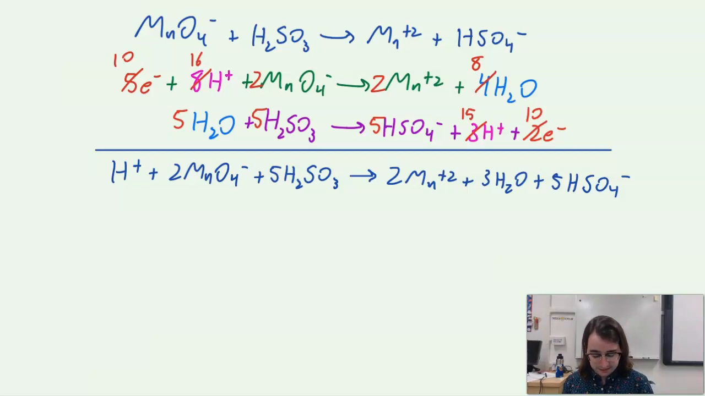So the 5 waters go away completely, and that knocks our 8 waters down to 3 waters. And then our 15 hydrogens down here go away completely, and it knocks our 16 waters up at the top down to 1. So then the electrons cancel completely, and that's how I got my bottom equation.